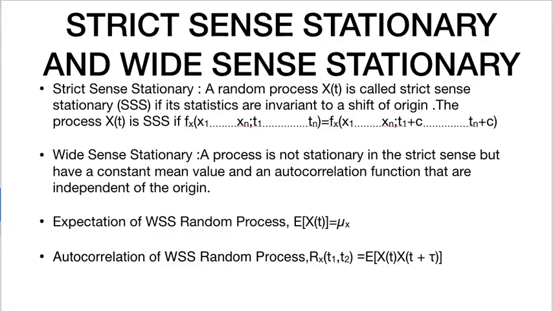What we mean by mean value is that its expectation of a WSS random process is calculated by this formula. An autocorrelation function is calculated by this formula. Autocorrelation function is the multiplication of the signal itself with its time shifted function. X of t is being multiplied with x of t, only the difference is in the origin.